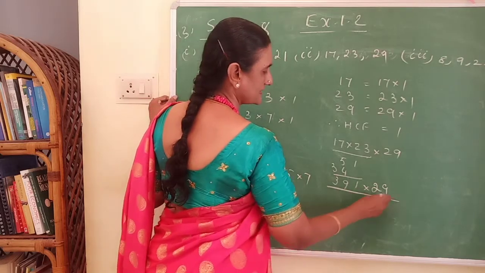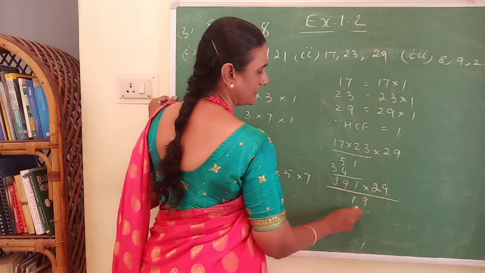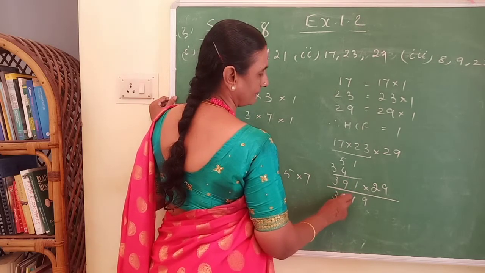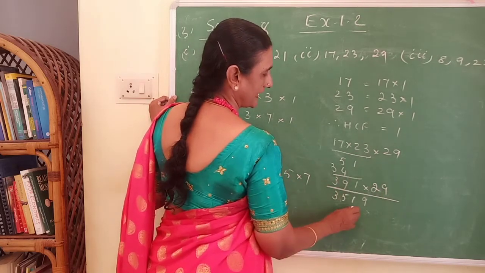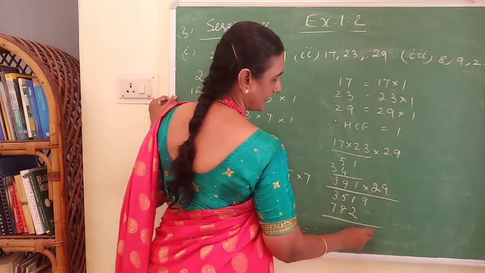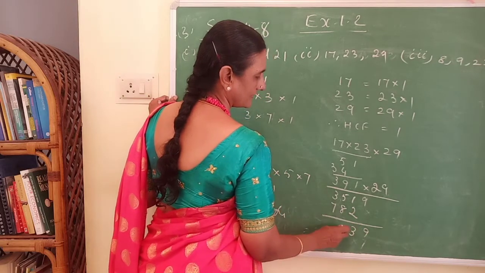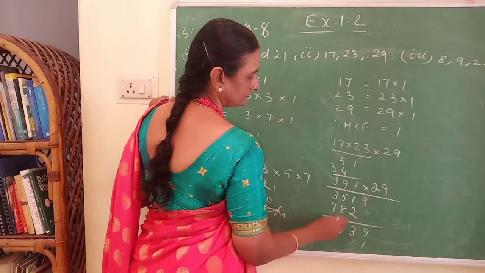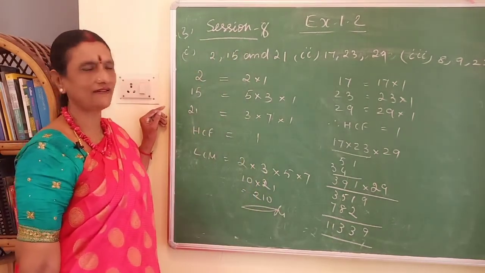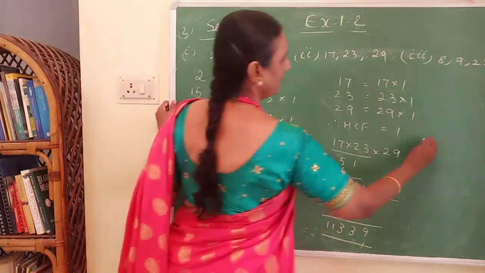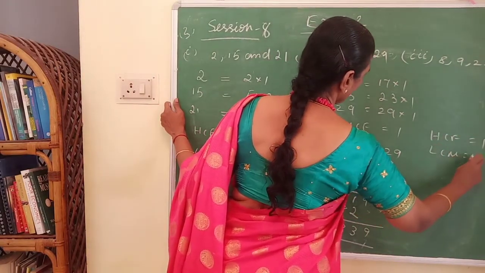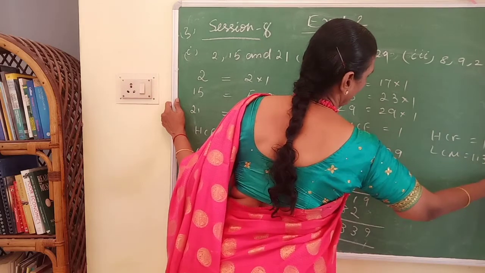So first is 9, 9 9s are 81, 8 carry over, 3 9s are 27 plus 8, 35. Then 2 times, and then 8, 7, 8, and then 9 here. So 11,339 is the LCM. So we will write here HCF is equal to 1 and LCM is equal to 11,339. We have to finish like that.